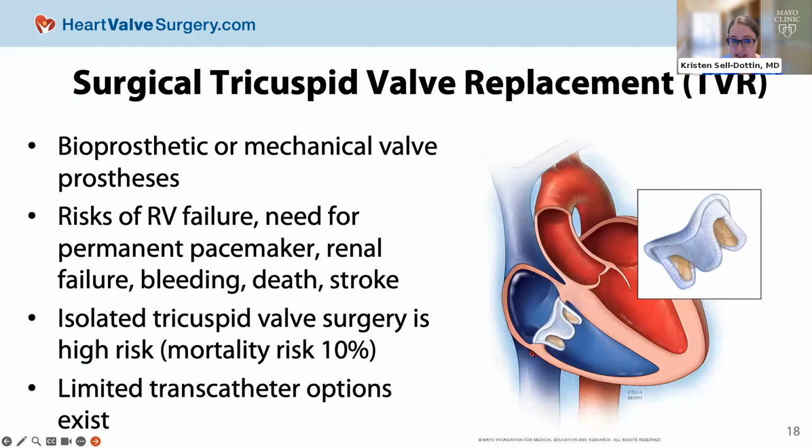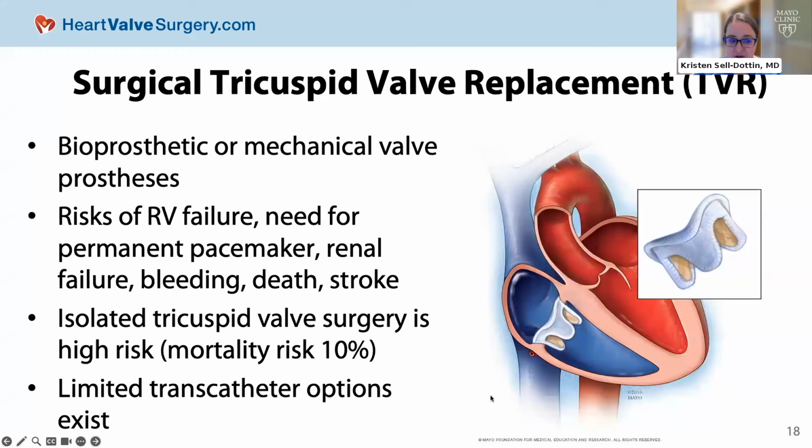So this gentleman needs a tricuspid valve replacement. There's not a good way to repair it at this stage. And our options include both a bioprosthetic or a tissue valve, or a mechanical valve prosthesis, okay? You see in the picture an example of a bioprosthesis being put in the tricuspid position. Thank you for the arrow.